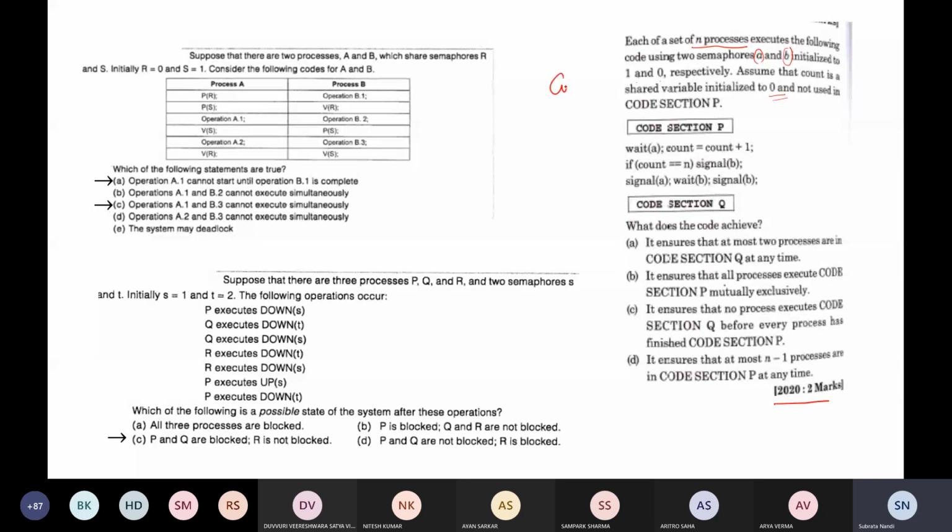So count is initialized to 0. There is no change in the value of count here or here in P. Which one will be correct?